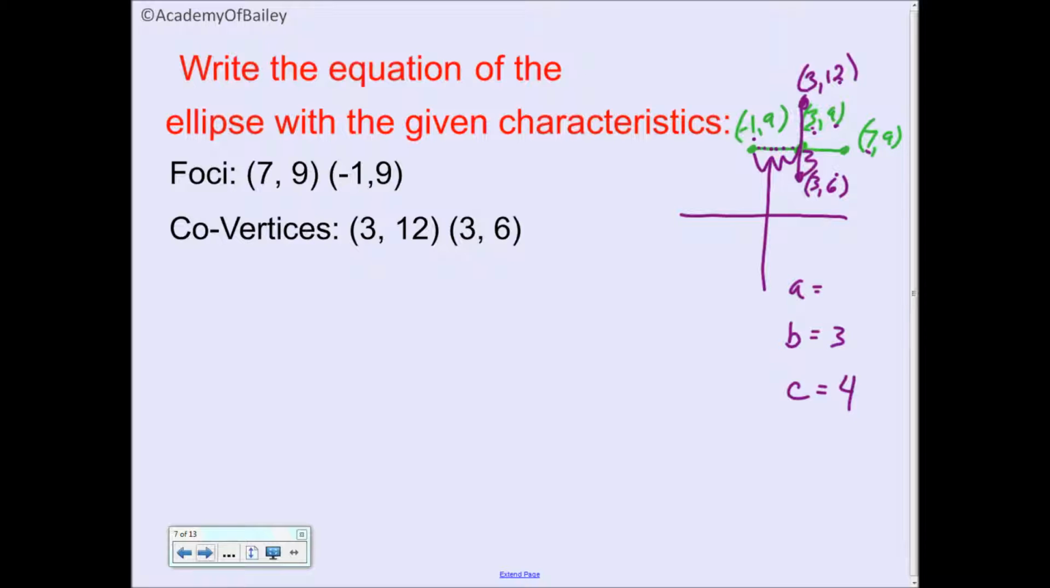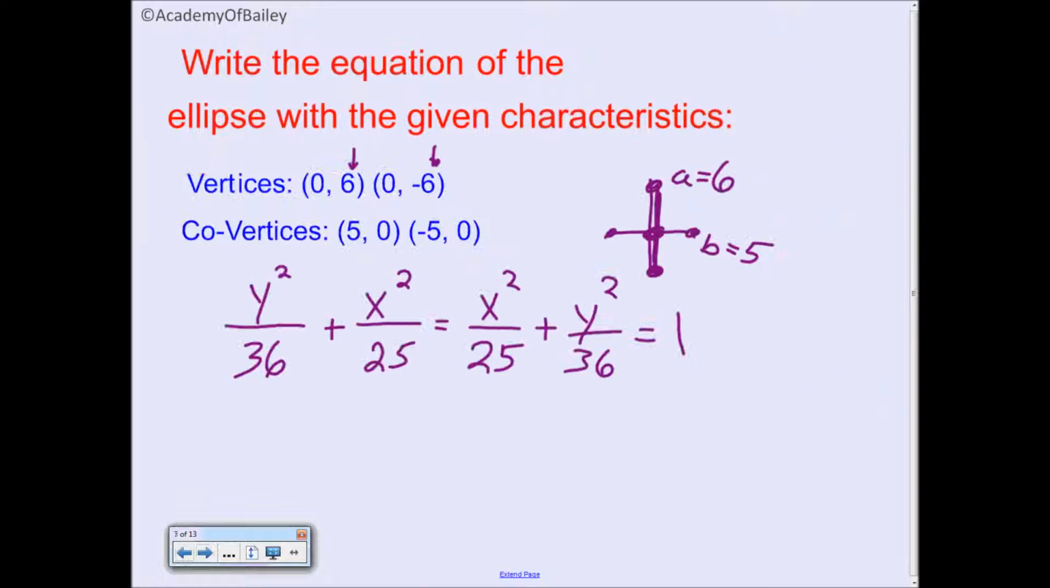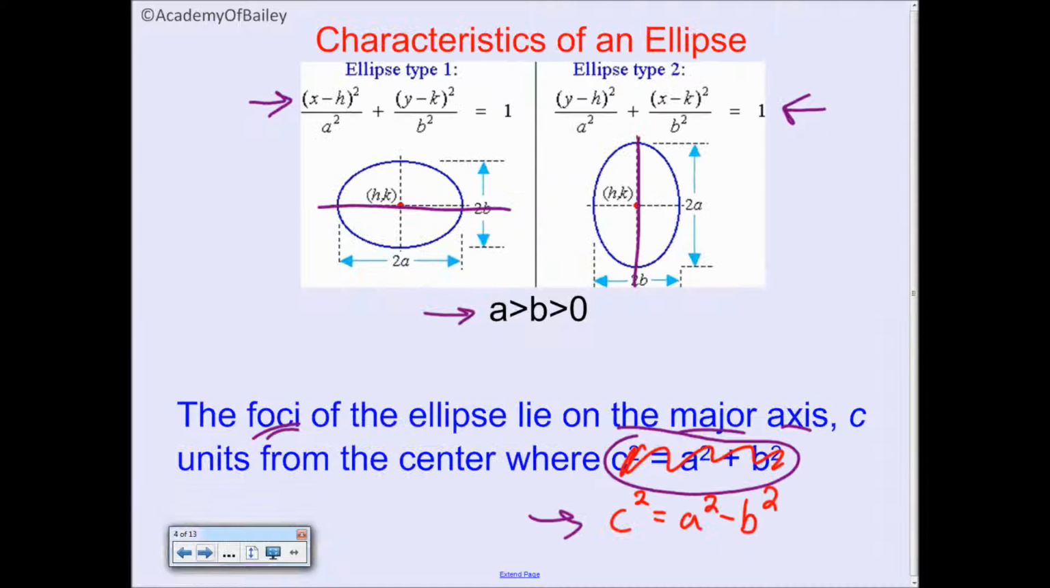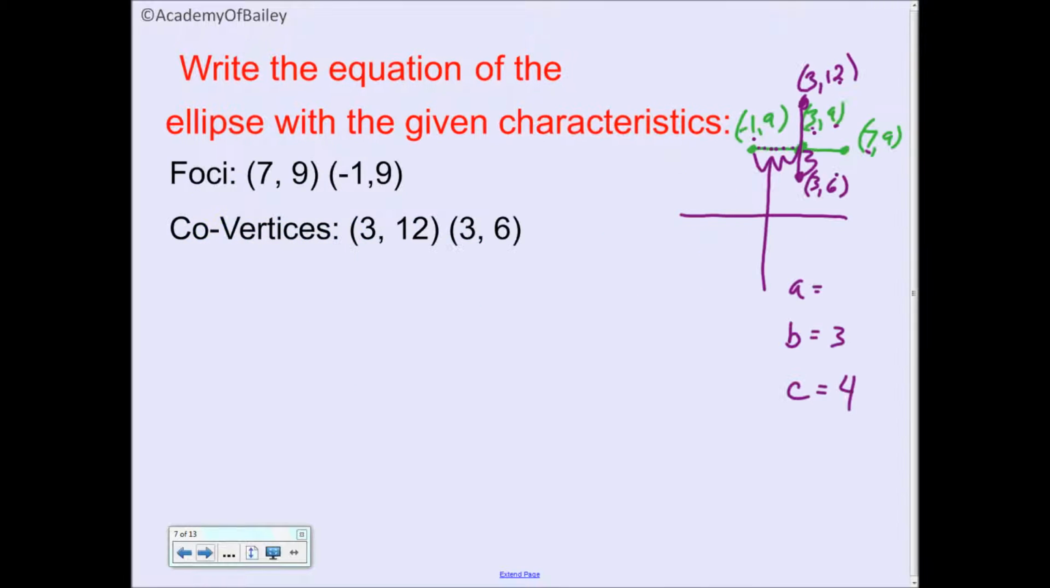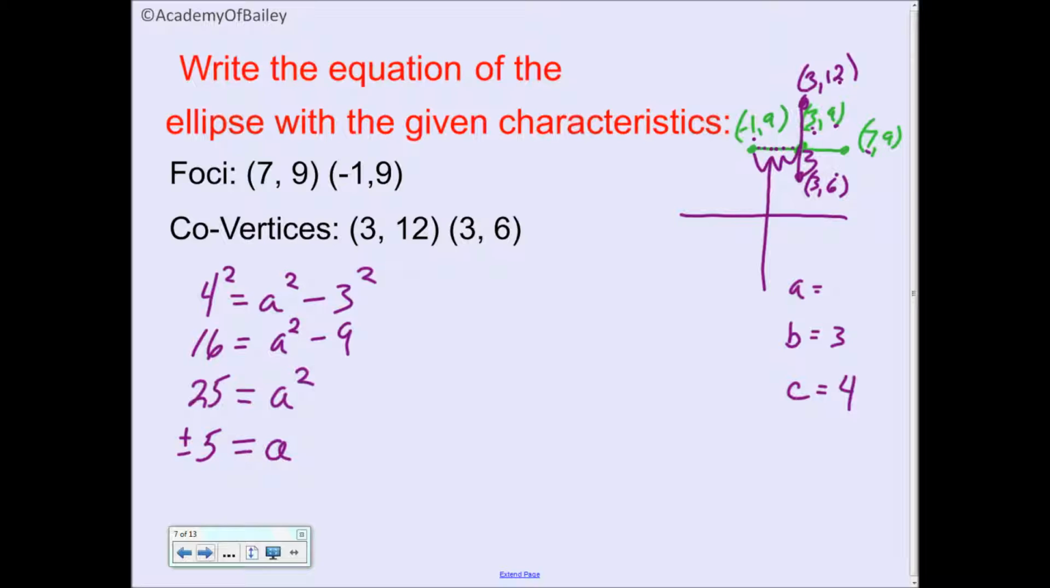And now, didn't we talk back a few slides ago, C squared is equal to A squared minus B squared. So we will say C squared, which is 4 squared, is equal to A squared minus B squared. So we know this is 9, and we know this is 16. Then A squared is equal to 9 plus 16, which gives us 25. And so A is equal to the square root of 25, plus or minus 5. So then A is going to be equal to 5.